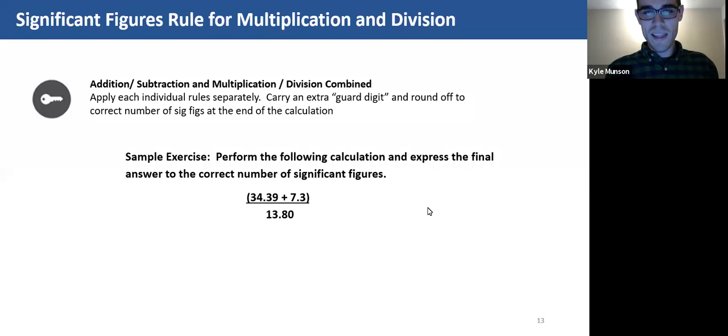All right, so I lied in the last video. We're not going to metric and US unit conversions. We're going to do a few more examples of significant figures. So what if we have addition, subtraction, and multiplication, division combined?